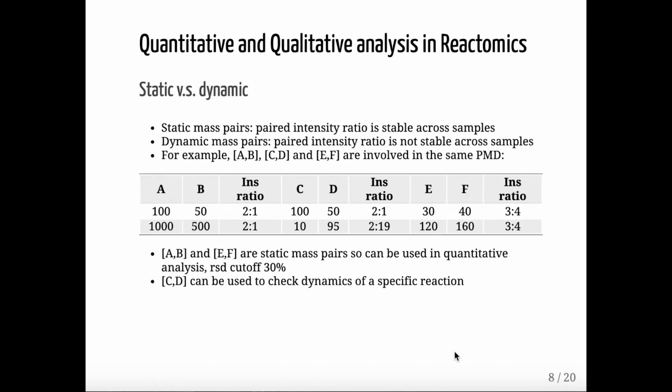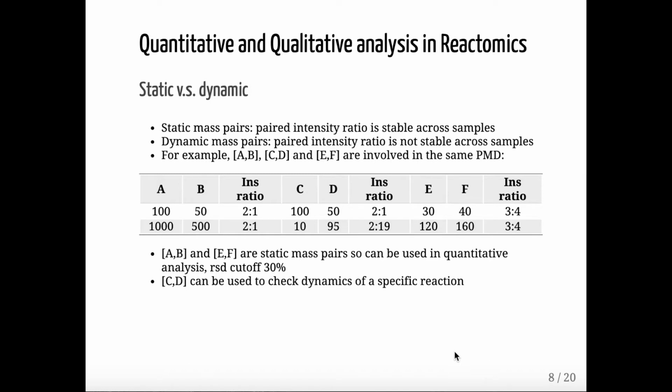So when we have the annotation of the element composition, the next step is how do we make a quantitative analysis of these PMDs. Here, in terms of mass spectrometry, we need to know that the mass pair always means two mass-to-charge ratios. So if we want to make quantitative analysis, the ratios between these mass pairs should be stable across all the samples.